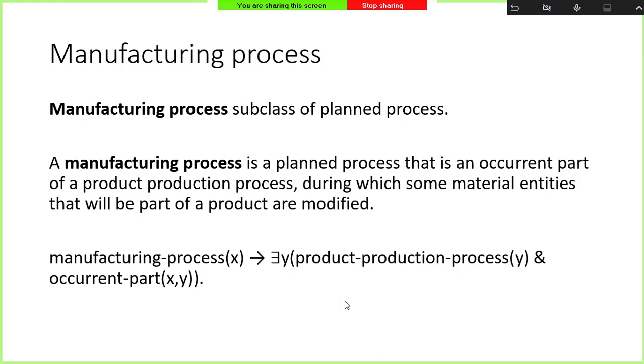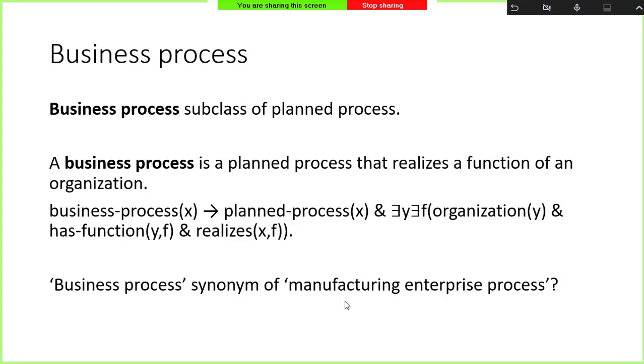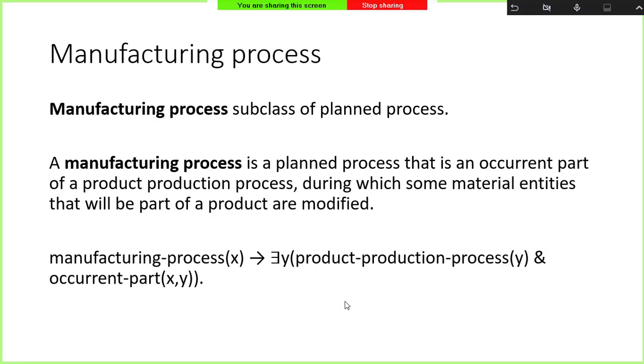Here we have not a definition, but an axiom. Every manufacturing process is part of a product production process. And remember, we're dealing here with planned processes. So if the factory catches fire and the company goes out of existence, then that would be a different kind of case. There will then be many manufacturing processes that were never parts of product production processes. But the fire process was not planned.